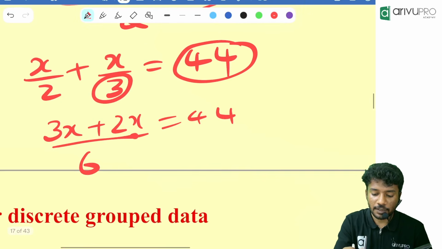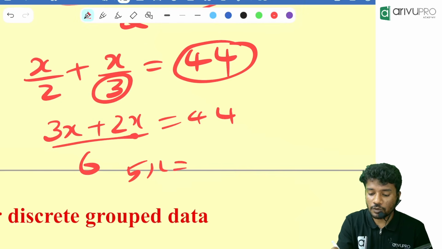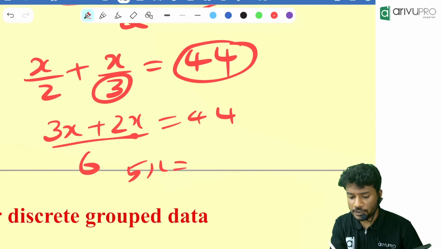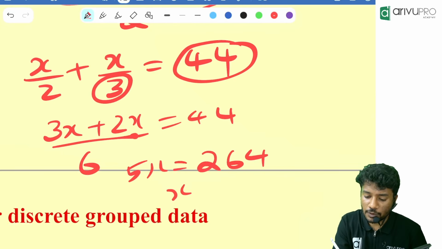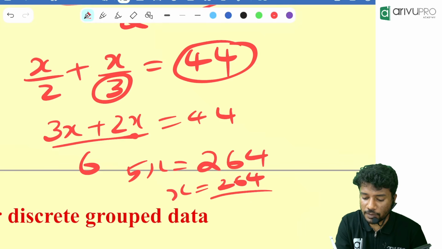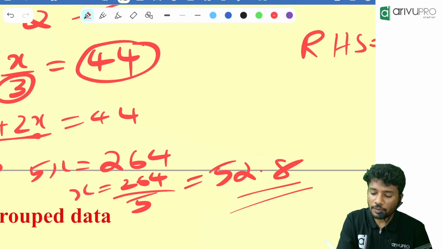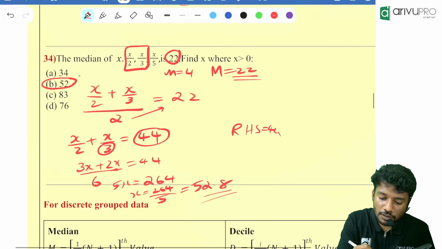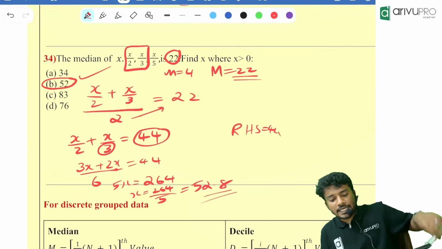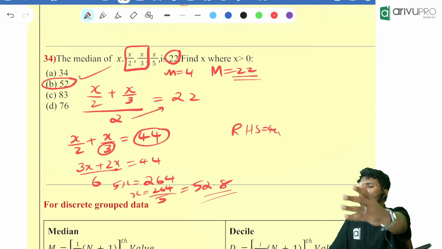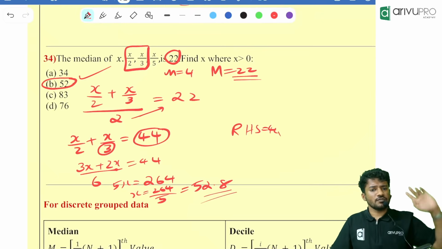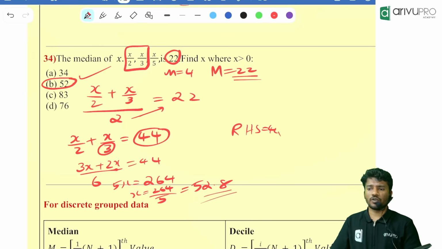Now cross multiply. 5x is equal to 44 into 6, how much is that, people? 264. x is equal to 264 divided by 5. How much is the answer? 52.8. So the answer is Option B. Either of the two methods you can follow, you will get the same answer. Whichever gives the nearest answer will also work for us.